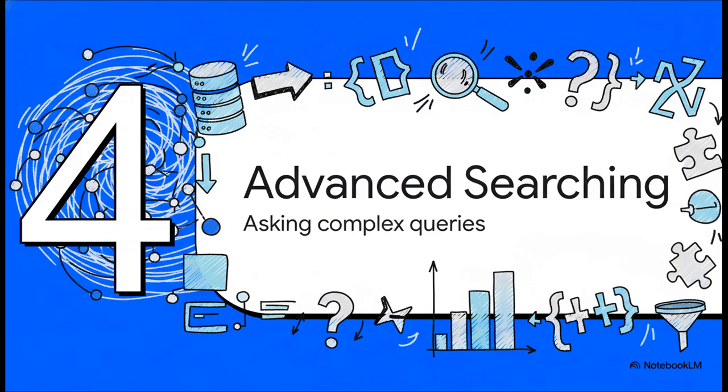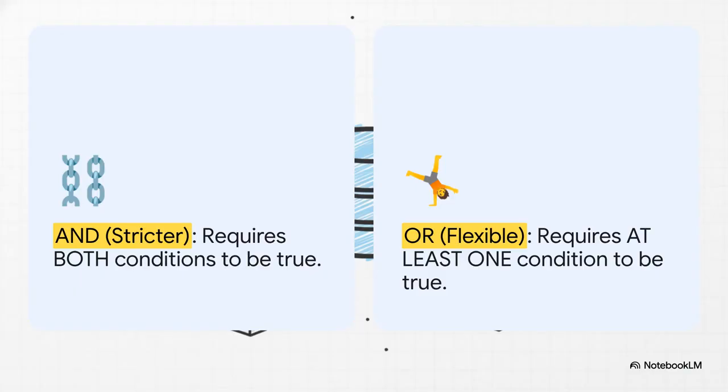We're getting pretty good at this, but real-world questions are often more complex, right? So let's look at some more advanced tools for asking those more nuanced questions. You can combine your filters in the WHERE clause using AND or OR. Just think of it this way. AND is strict. It requires every single condition to be true. OR is way more flexible. It just needs one of the conditions to be met.